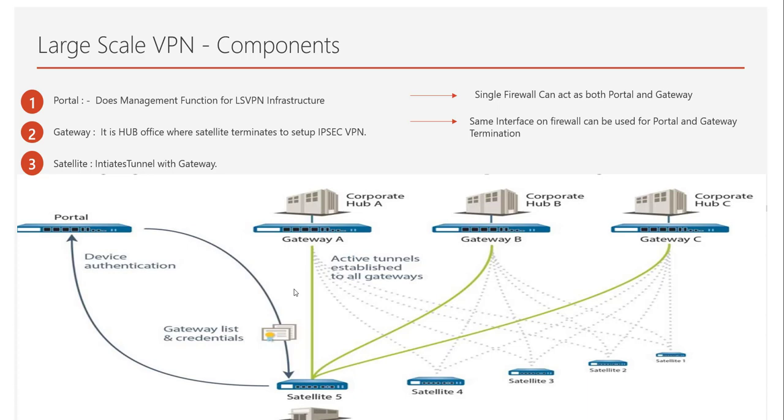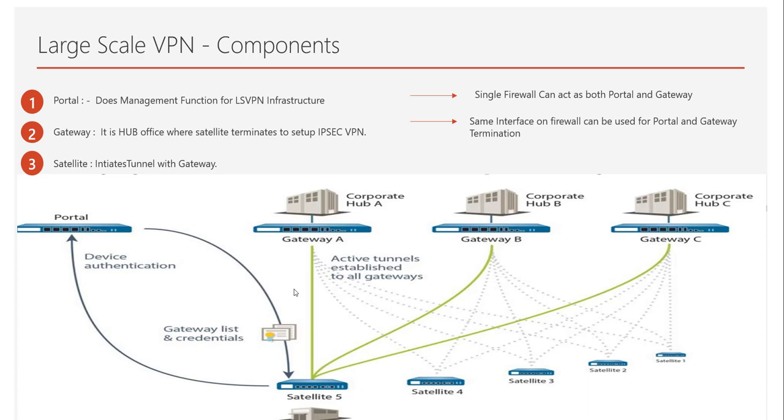So in large scale VPN, basically it consists of three major components. One is portal, second one is gateway, and third one is satellite. So basically, portal is a hardware device on which we do all the management functions required for LSVPN infrastructure. Later, we'll see what configuration we need to do on the portal.